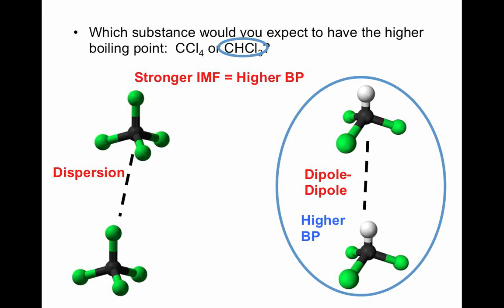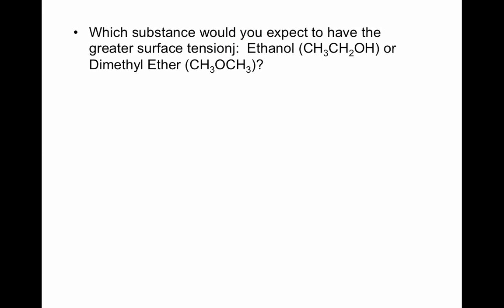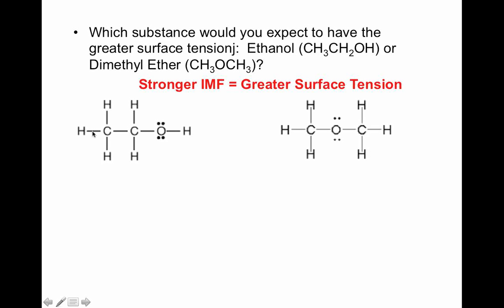Let's look at another example. Now I want to know, between ethanol and dimethyl ether, which one is going to have the greater surface tension. Again, I need to know how intermolecular forces affect surface tension, and stronger intermolecular forces give rise to greater surface tension. So I need to know the intermolecular forces in these two compounds. They're both covalent, and so I need to know their Lewis structures. Here's the Lewis structure for ethanol. Here's the Lewis structure for dimethyl ether.